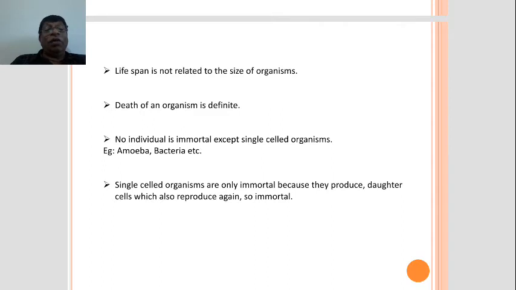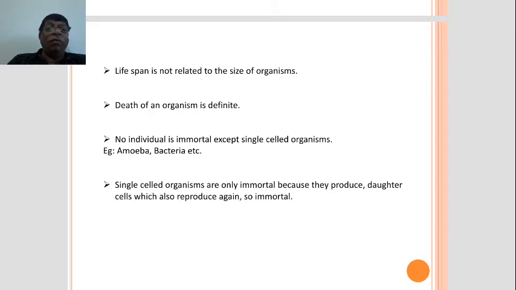Okay. No individual is immortal. Immortal means it never dies. No individual is immortal except single-celled organisms. Say, for example, single-celled organisms like amoeba, bacteria, paramecium. So they are single-celled organisms. Single-celled organisms are only immortal.